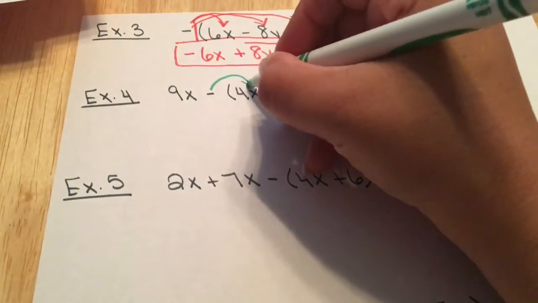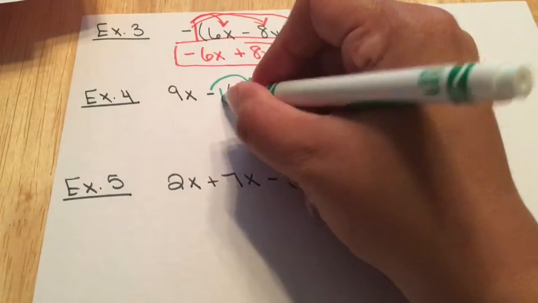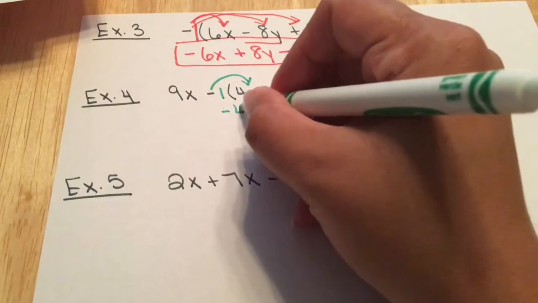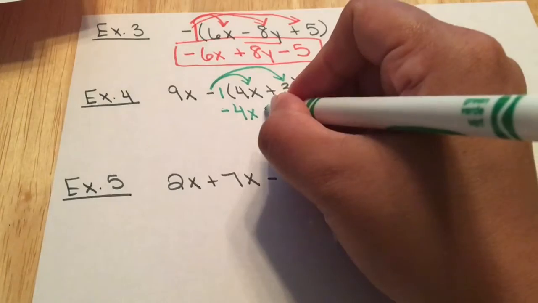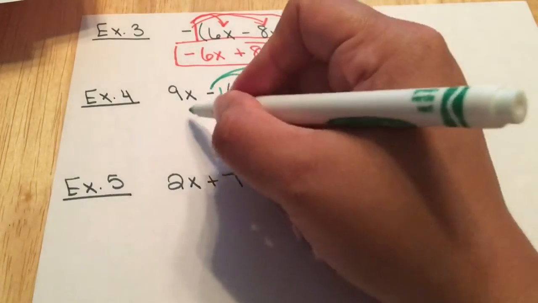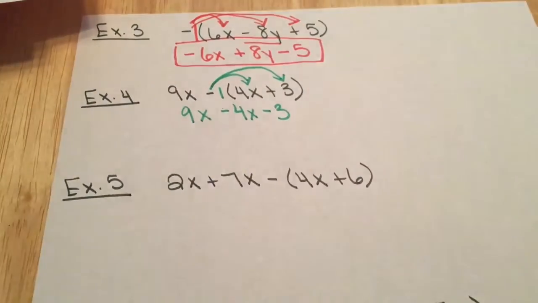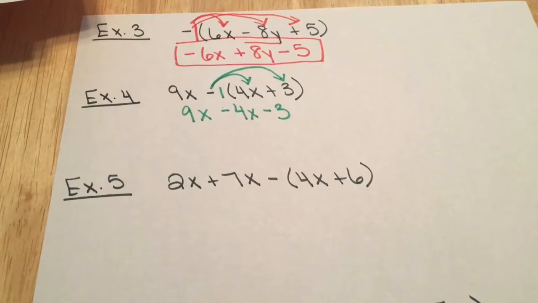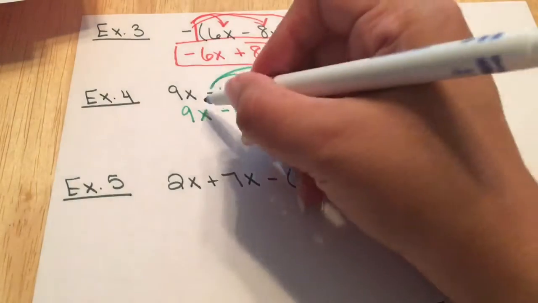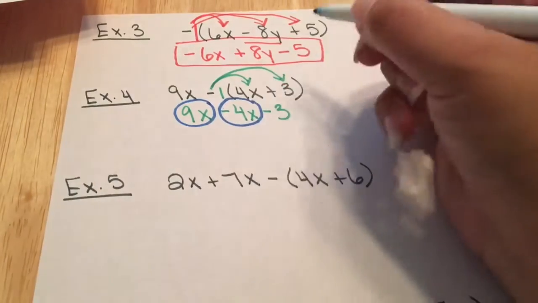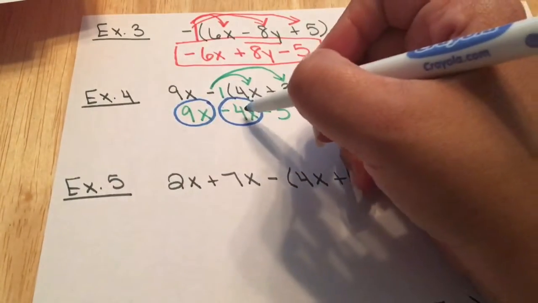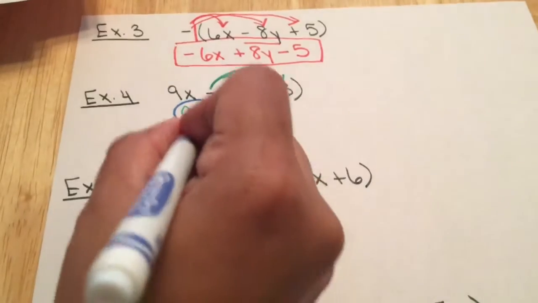So a negative times 4x, or negative 1 times a positive 4x, will be a negative 4x. Negative 1 times a positive 3 will be a negative 3. I'm going to go ahead and bring down my 9x. And now our next step is to combine any like terms. So if I look here, I can see that 9x is like that negative 4x. So I'm going to go ahead and subtract those. 9x minus 4x we know is 5x.